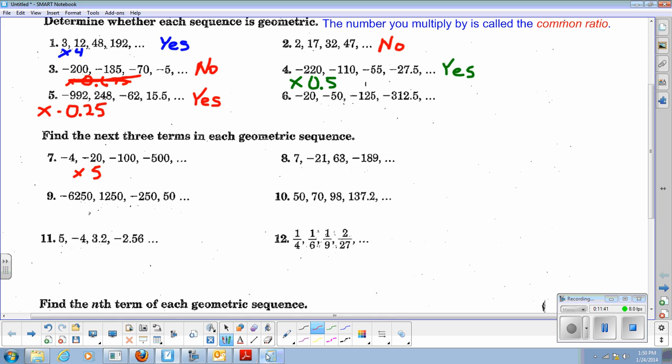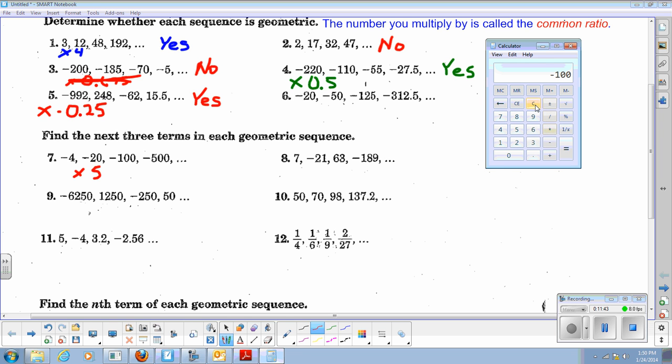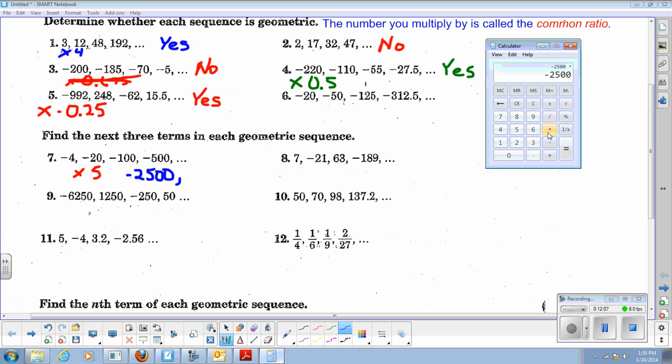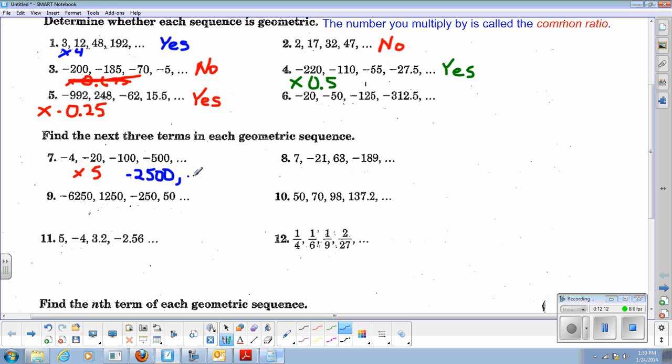So I'm going to take negative 500, clear my calculator, and type in negative 500 times 5. I get negative 2,500. So the first term that I'm writing down here is negative 2,500. Now I need to multiply by 5 again. So I'll take that answer times 5, and I get, oh, I'm getting bigger numbers, negative 12,500.